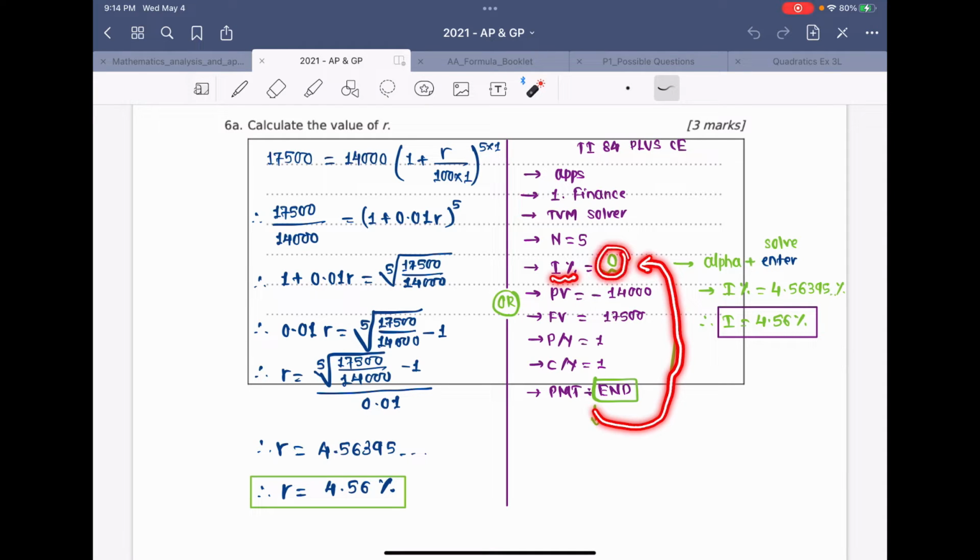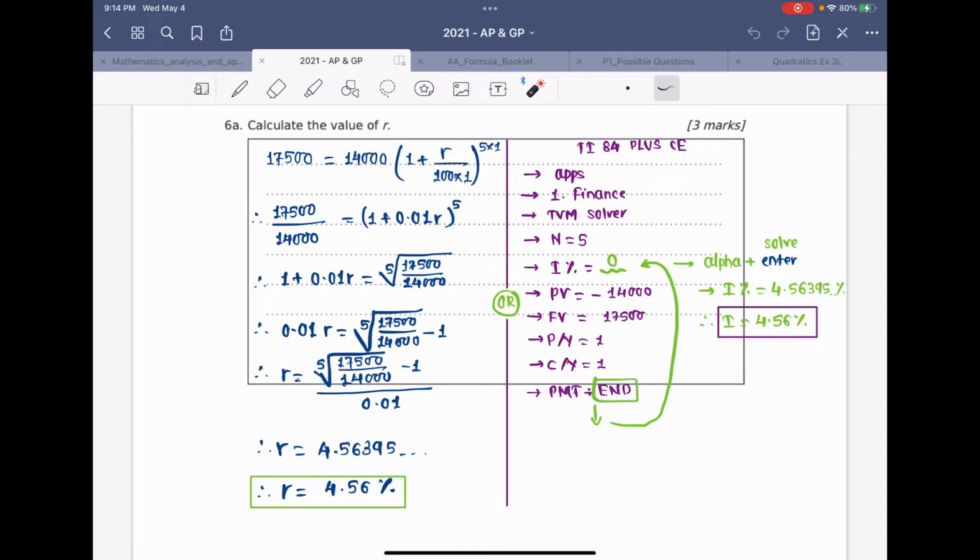Once you highlight over here, we want to solve that, and Solve is given in green on top of your Enter button. To select this green, we have to press the Alpha button, which is already in green. So Alpha plus Enter. When you do this by highlighting, you will directly get this value, which is 4.56395 percent. So we will round off that answer, that is 4.56%, which is exactly the same.